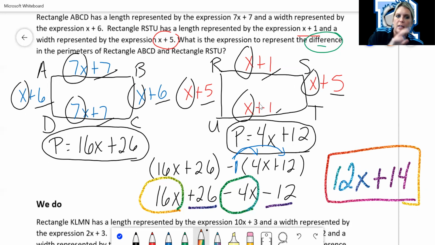I'm going to erase mine in a second, but we're going to move down and I want you to try the we do. I want you to do the other problem and see if you can do that one, just like I did this one.